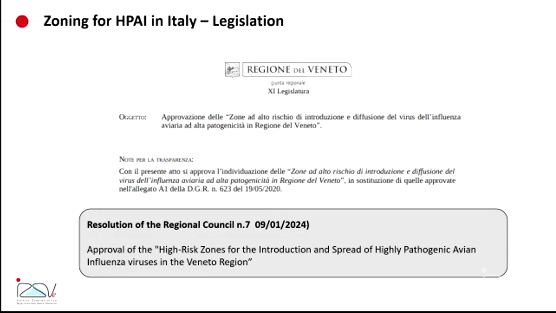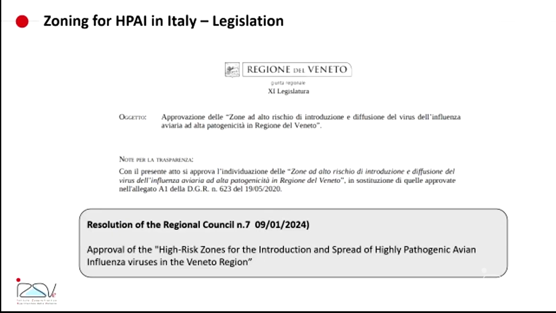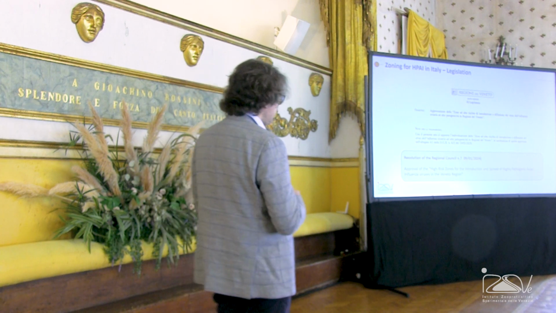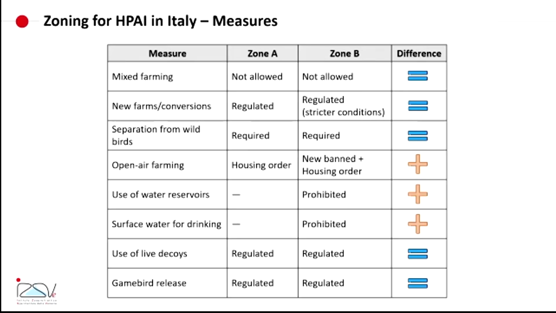Finally, we have the legislation. In this case, I was talking about the Veneto region. We have a regional legislation that is the approval of those areas, as a legal framework for the validation of the areas. And for those zones we have measures. I'm not going through the measures, of course, because it is not the scope of the meeting. But as you can see, we have different measures for the two different areas.